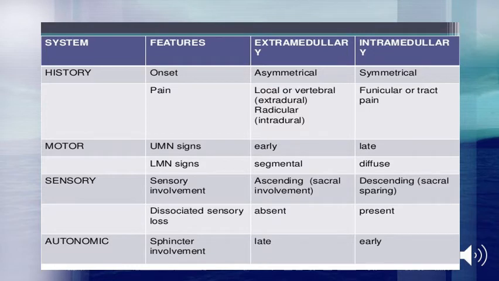In motor, the upper motor neuron sign is early with extramedullary, while late in the intramedullary lesion. The lower motor neuron sign in the extramedullary lesion is segmental, while with intramedullary it is diffuse. Sensory involvement in the extramedullary lesion is in an ascending pattern from below up, while in the intramedullary lesion it is descending in fashion. The autonomic sphincter involvement is late in the extramedullary, while early with intramedullary lesion.